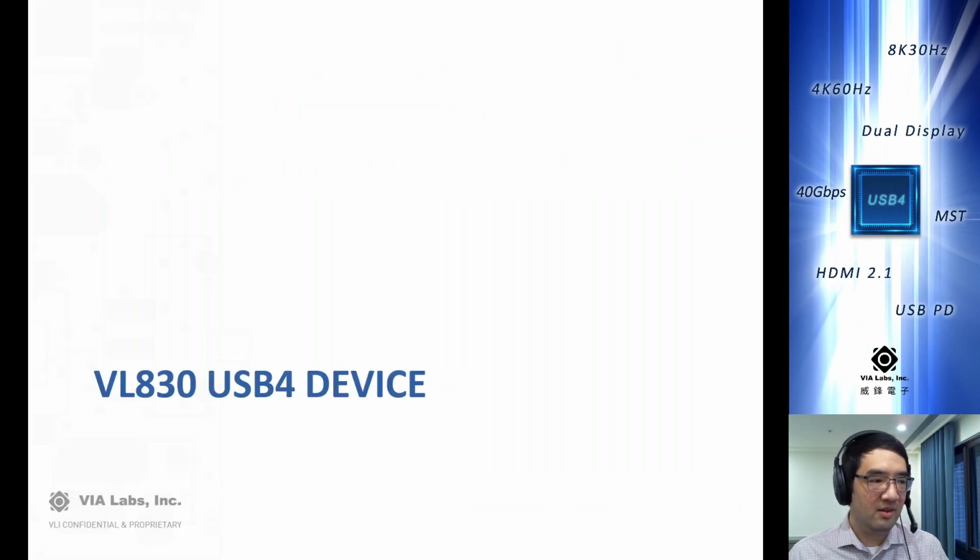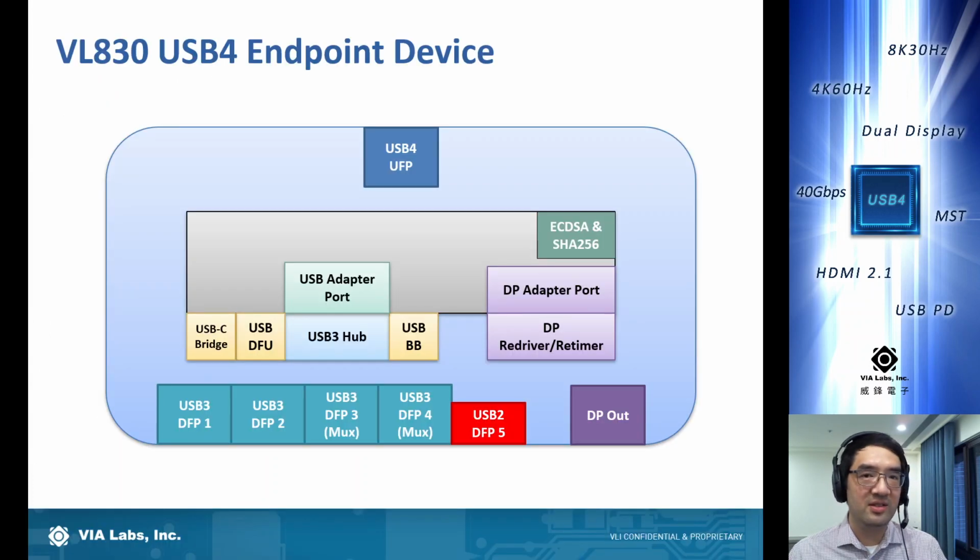So for the last part of our talk today, we're going to be talking about the VL830 USB 4 device. The VL830 is a USB 4 endpoint. We take USB 4 in. We have a USB function. The USB function is a SuperSpeed hub. It gives you 5 ports. 4 of the ports are 10 gigabits capable, so SuperSpeed 10 gigabits per second. And one of the ports is USB 2 only. And then we also have a DisplayPort out, and that DP out gives us up to HBR3, 4 lanes.